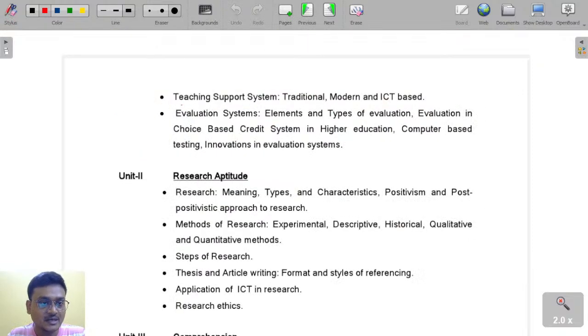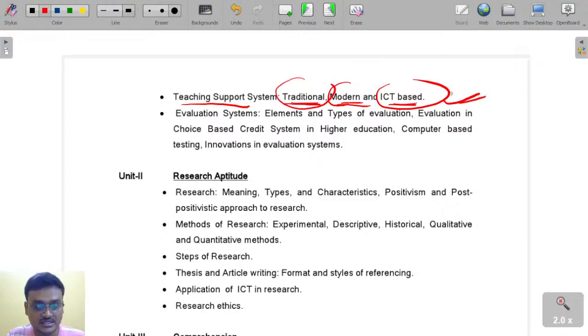And what are the teaching support systems? Traditional, modern, and ICT. So now we are having the ICT based system, modern and ICT, and traditional, the earlier. Traditional, modern, and ICT based teaching support.